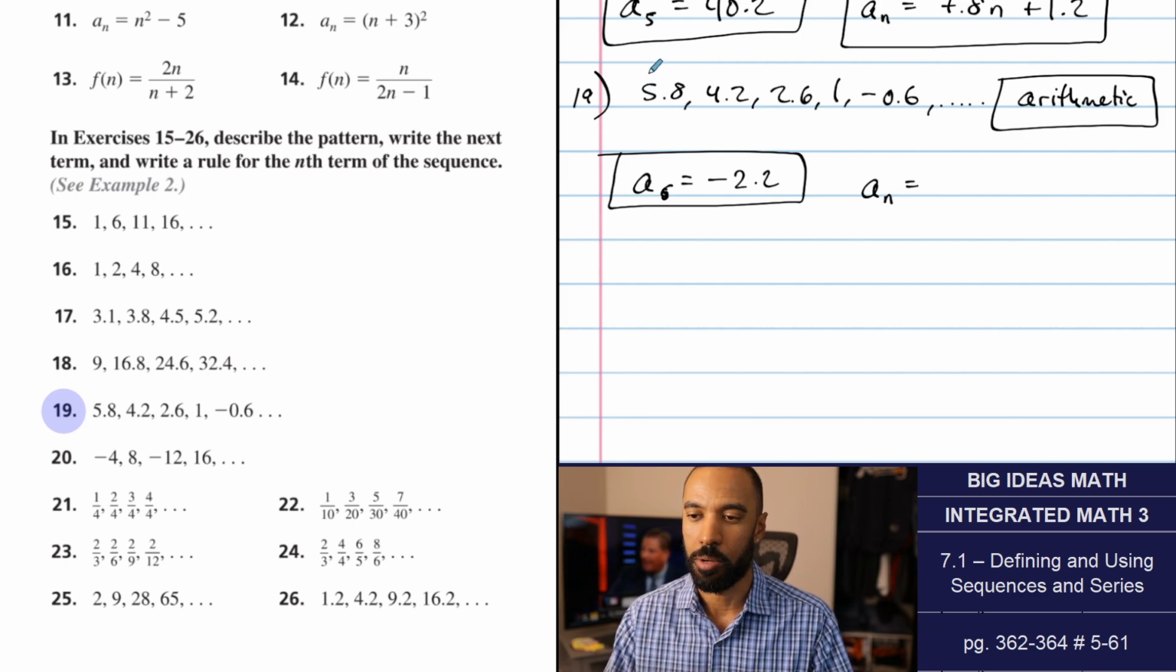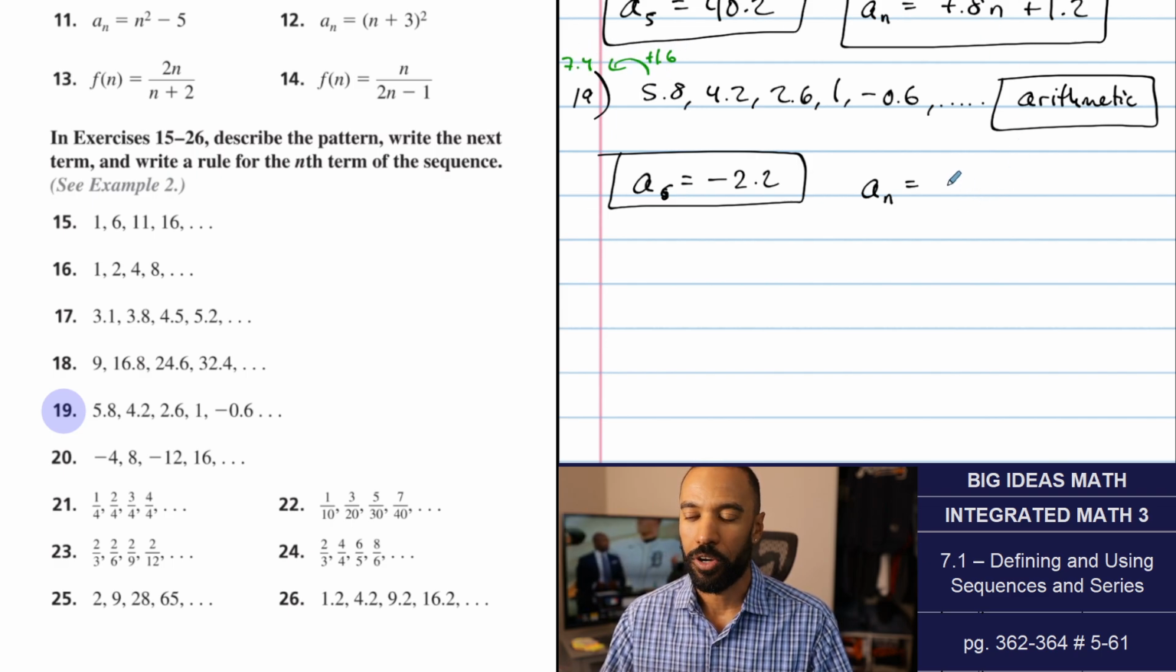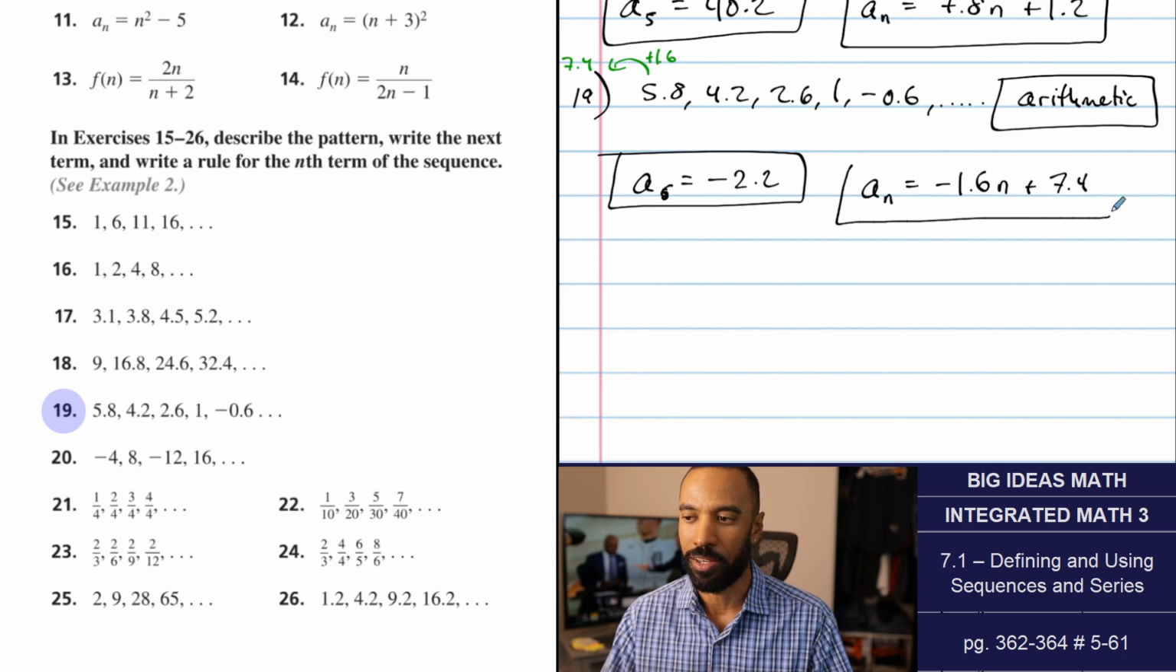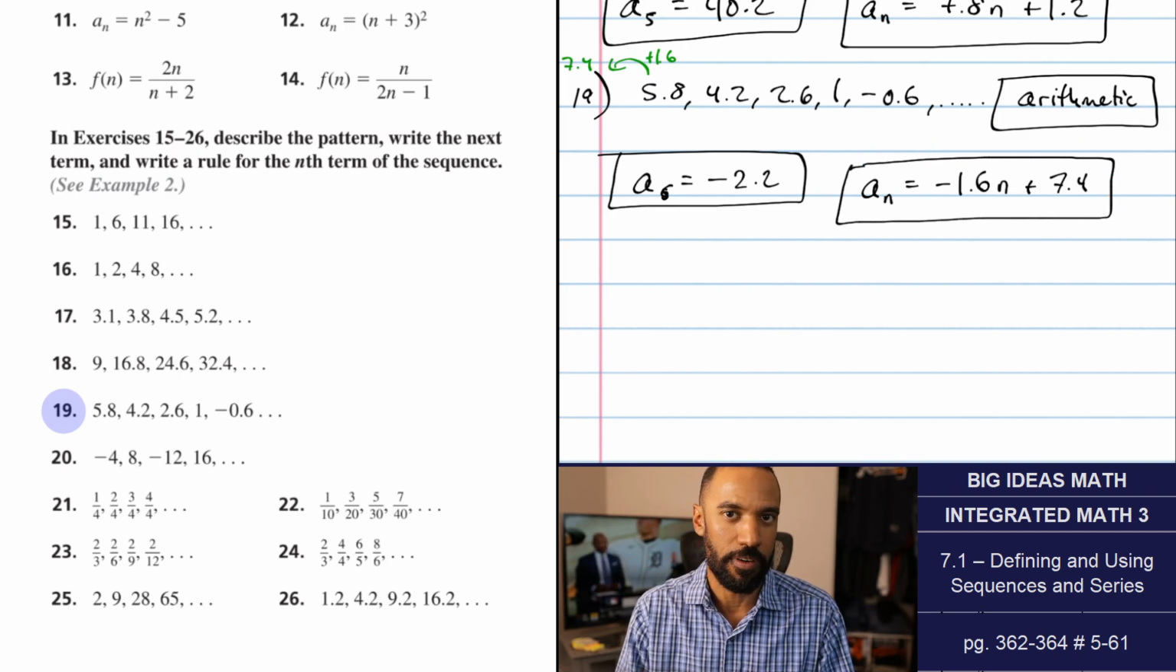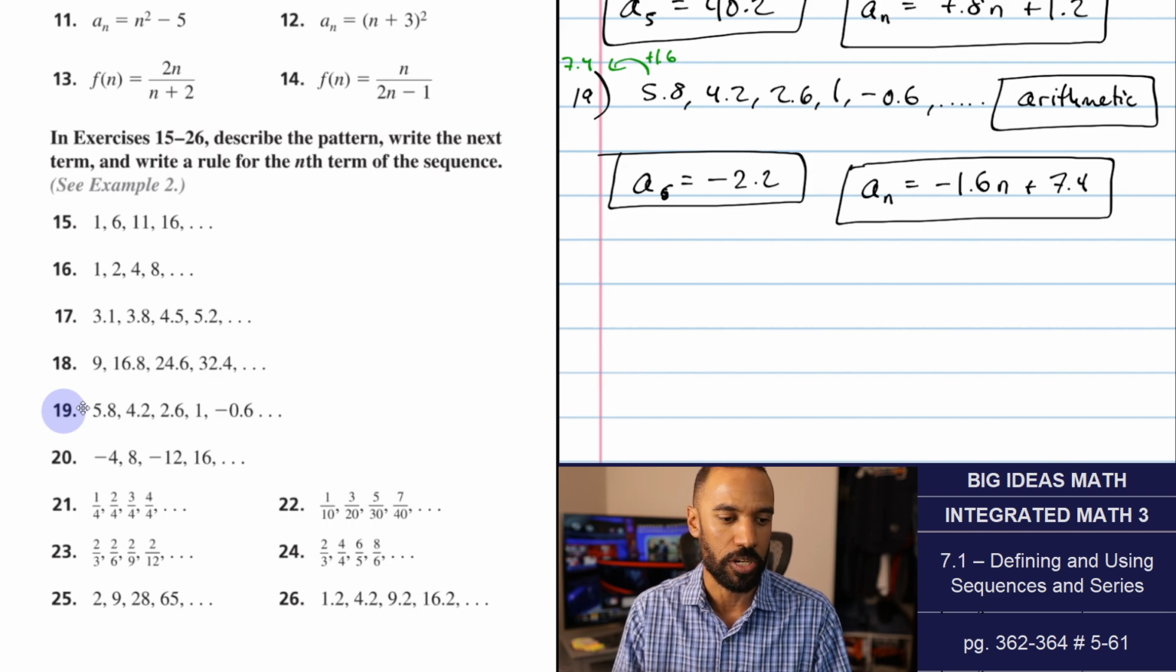Let's try that 0th term thing again. Let's add 1.6 to get the 0th term, which is 7.4. So now your common difference is negative 1.6, which multiplies by n, plus the 7.4 right there. That's where that rule originates. I promise to do the distributing one again if we find another arithmetic sequence, but I just wanted to call attention to how that thing works.